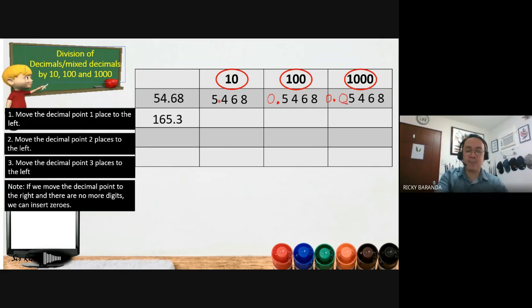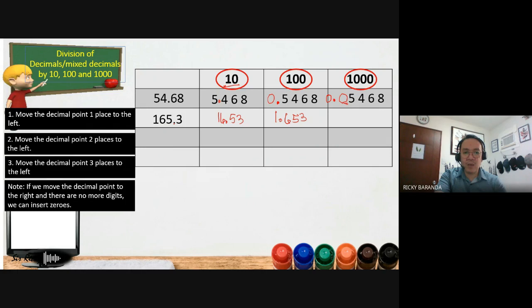Okay, dito, 165.3 divided by 10. Saan papunta ang digits? Papunta sa kaliwa na isa. So magiging 16.53. Dito, kung i-divide natin si 165.3 ng 100, move natin siya ng dalawa. 1, 2. So magiging 1.653.